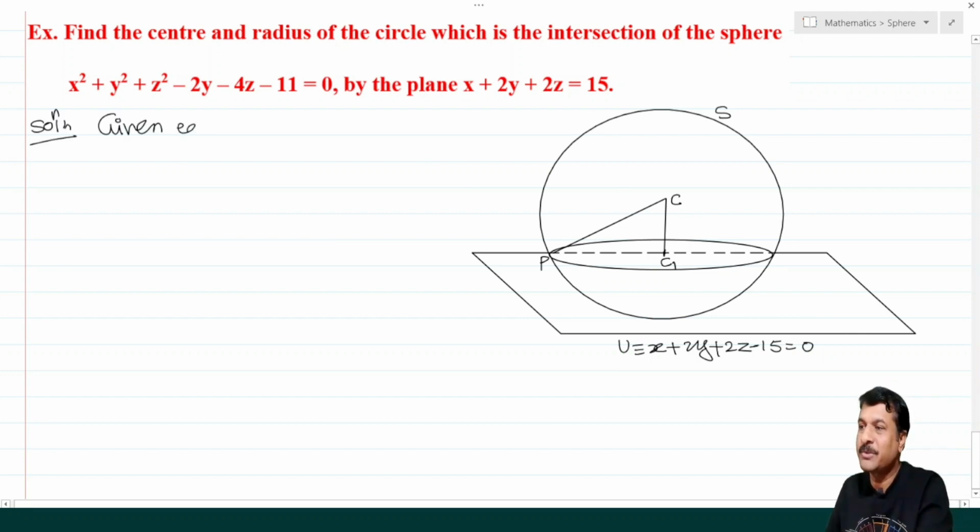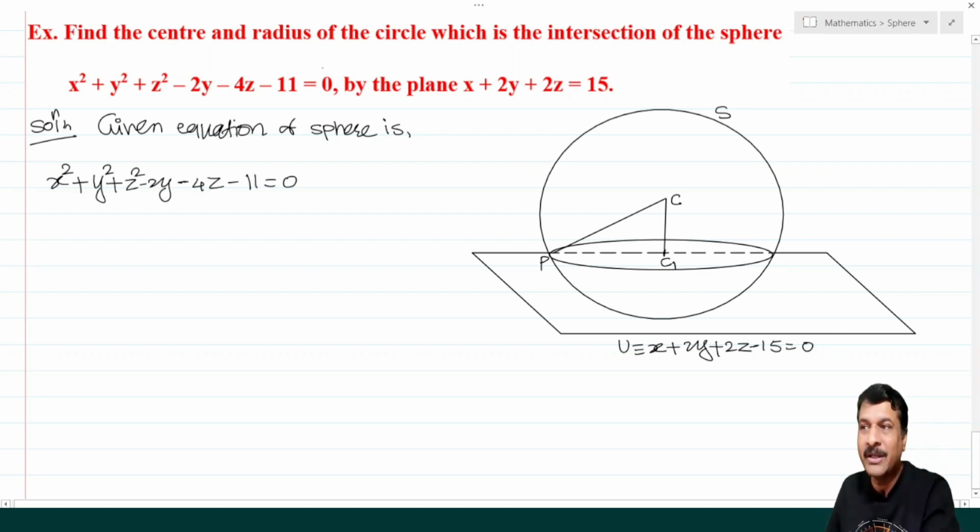So what is given here? The given sphere is x square plus y square plus z square minus 2y minus 4z minus 11 equal to 0. Note that whenever the equation of sphere is there, always find the center and radius of this sphere. So what is the center C? For the coefficients of x, y, z you divide by minus 2. The coefficient of x is absent, so 0. The coefficient of y is minus 2 divided by minus 2, it is 1. And the coefficient of z is minus 4 divided by minus 2, so I am getting 2.